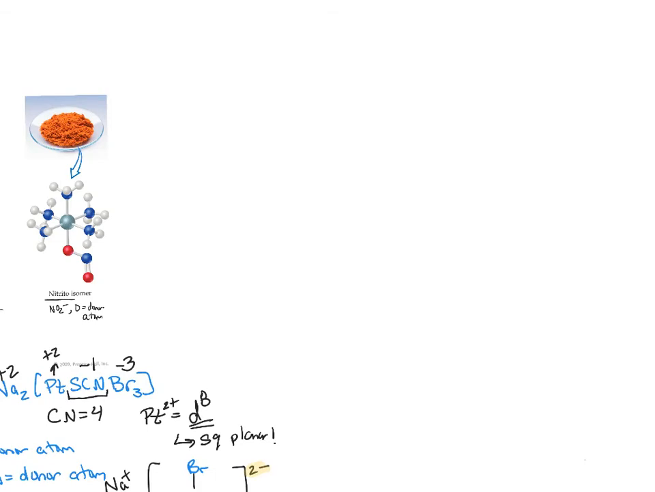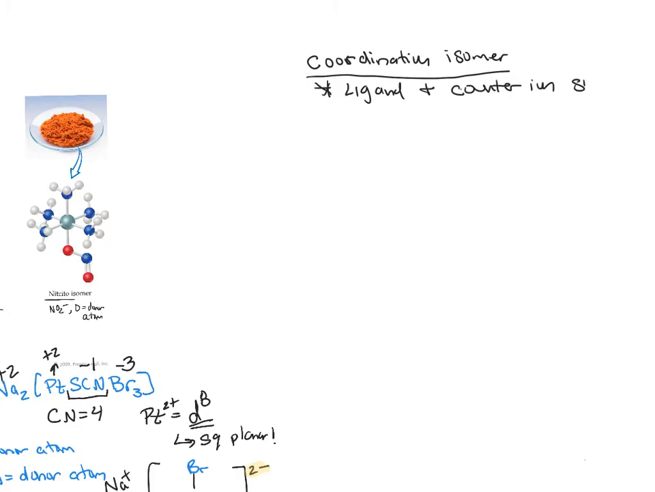The next type of isomer we're going to look at, so still looking at structural isomers, are coordination isomers. And as a reminder, we have a ligand and a counter ion swap places.